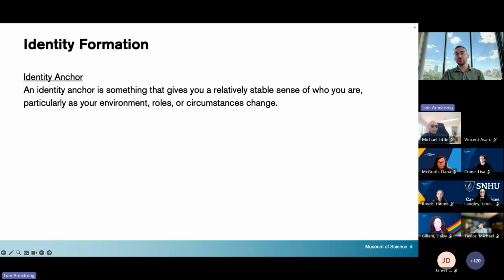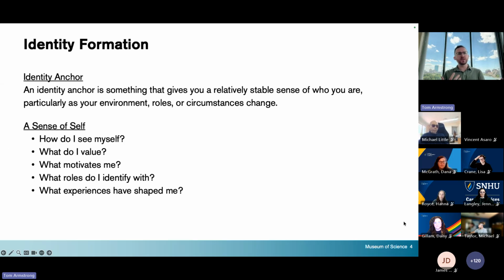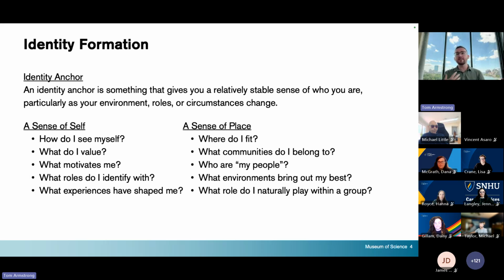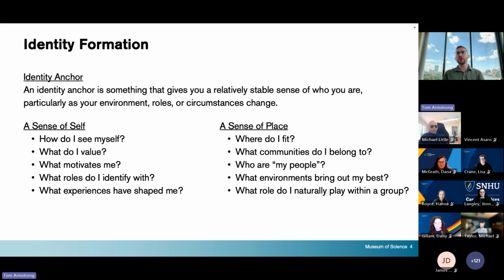This will then bring 2 different concepts. The first is a sense of self. How do I see myself? What do I value? What motivates me? What roles do I identify with? And what experiences have shaped me? And then a sense of place. Where do I fit? What communities do I belong to? Who are my people? What environments bring out my best? And what role do I naturally play within a group?